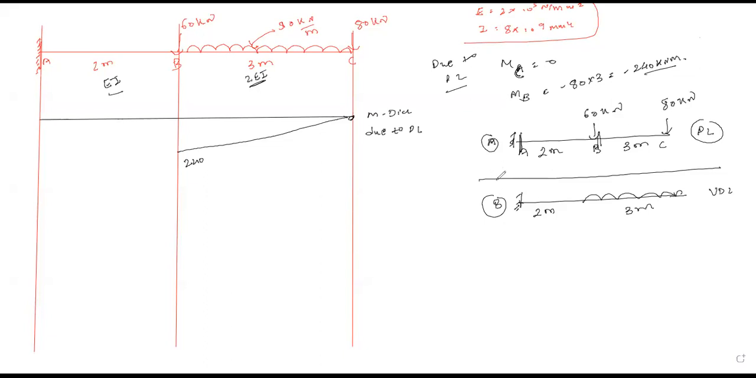Just rethink, your answer is wrong. 120 is wrong. Just rethink and give me the answer. I want to take the moment at point A from the right side. 240 is also wrong. Why 240? I want to take the moment at A from the right side. We will start from point C and give me the value.